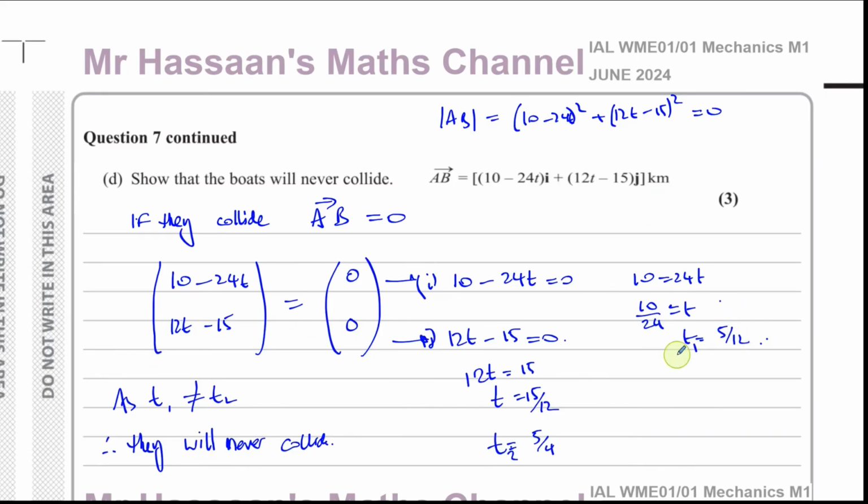This is easier. If they collide, they have to be in the same place at the same time. So the difference between the I components has to be 0, basically because this vector tells you how to get from A to B. So if they collide, how do you get from A to B? Well, you don't do anything. They're going to be at the same place at the same time, right?